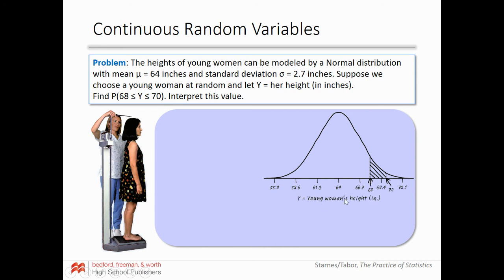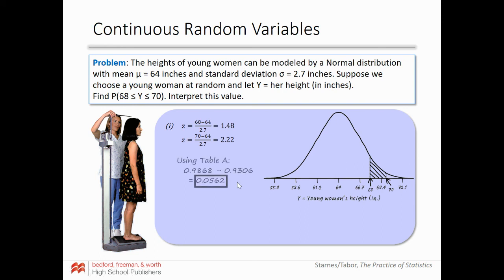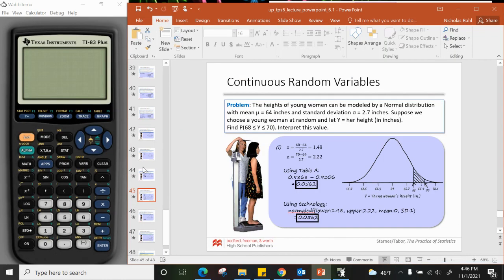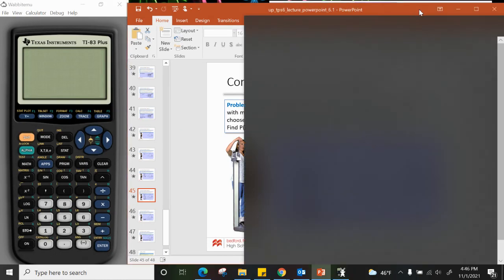So the probability between 68 and 70. Again, my x-axis is my variable, y, women's height. So you could find your z-scores, right? Remember that is x minus mean divided by standard deviation. So 68 minus 64 divided by 2.7. You find your two z-scores, and using Table A, you can go ahead and find the probability. Table A is always from the left to the right, so it would be all this shaded region minus all this shaded region, which would give me what is left over. This is how you do it with Table A, or you could use your technology, and I'll show you right here on the calculator how to use the technology.